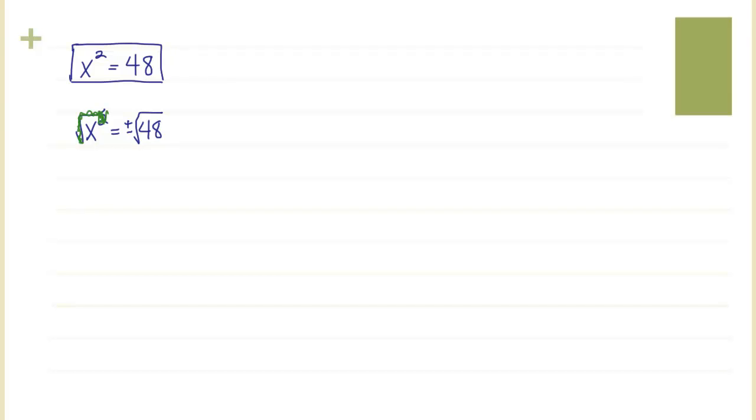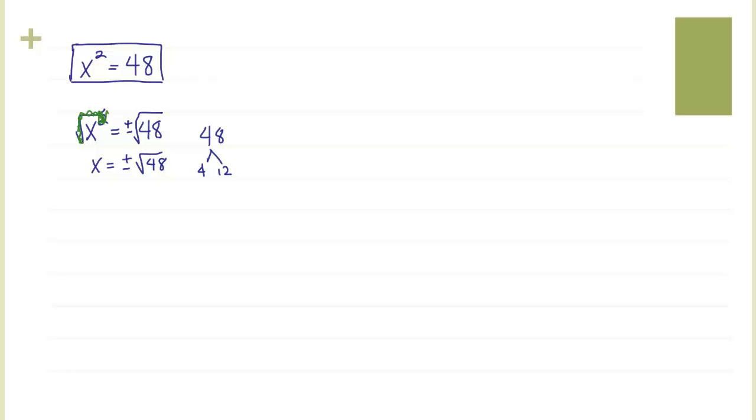So the square and the square root cancel out, and so we have x equals plus or minus the square root of 48. Now, how do I know if I'm done? You have to look at that and see if you can simplify the radical. And in this case, you can. I'm not going to go through in detail in this video all the thought processes of doing it. I'm going to do a factor tree.